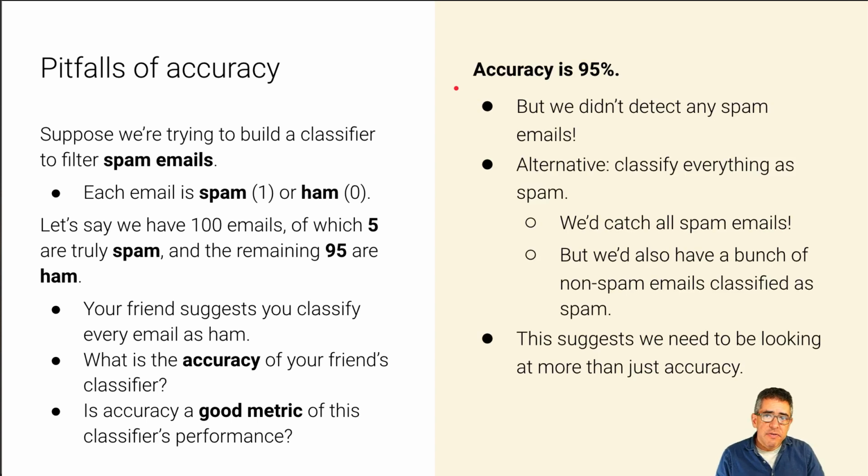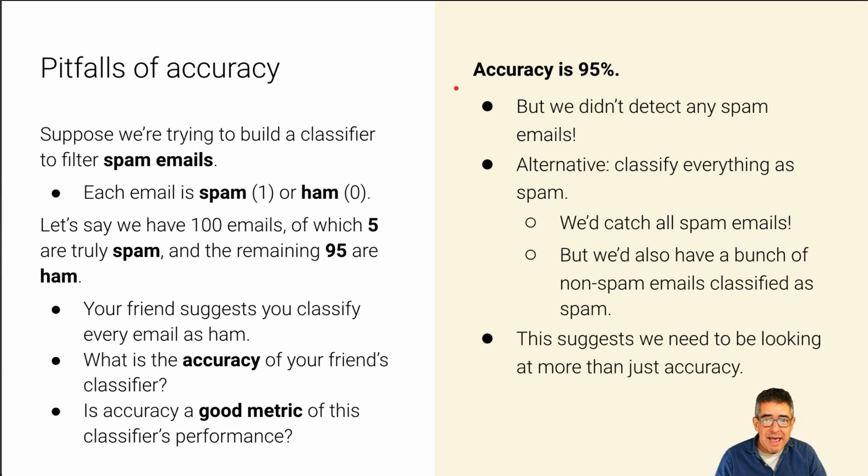So the accuracy of this model is 95%, because by definition, it says that everything is ham. 95 of those emails are indeed ham. So we got 95 of them correct. We had 100 in total. It's 95 out of 100. That's a 95% accuracy. Sounds great, right? Problem is, the whole point of this exercise was to detect spam, and we never detected any of the spam, right?